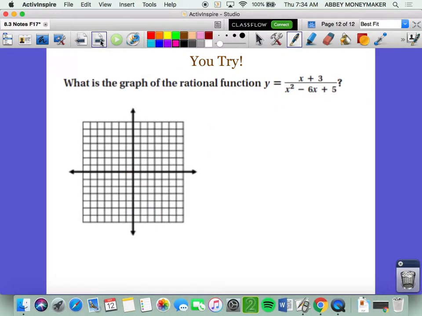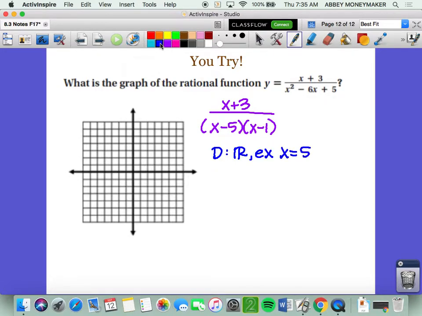If you want to try this one on your own, I encourage you to. Okay, this is the last problem that we're going to look at here in 8.3, and then we're done for the day. So again here, the first thing I'm going to do is factor, state my domain. This would be all real numbers except when x equals 5 and 1.